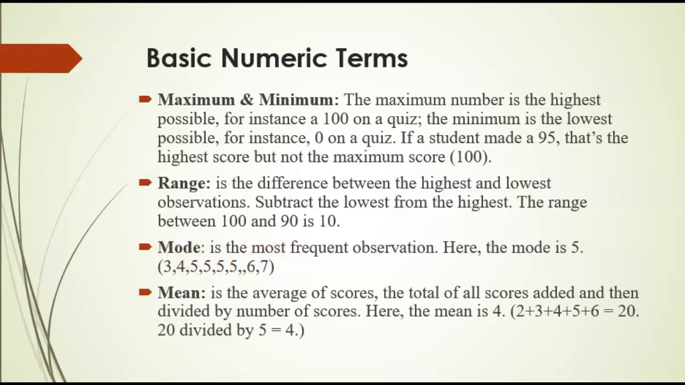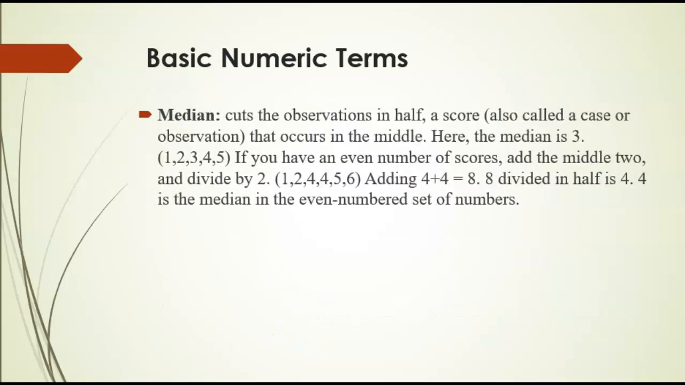Mean is the average of scores. The total of all scores added and then divided by the number of scores. Here, in this example, the mean is 4. Median cuts the observation in half. It is a score that occurs in the middle. Here, in this example, with the numbers in the parentheses, the median is 3.